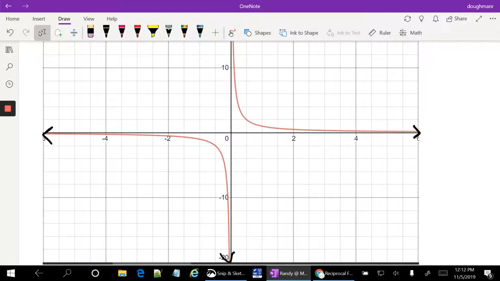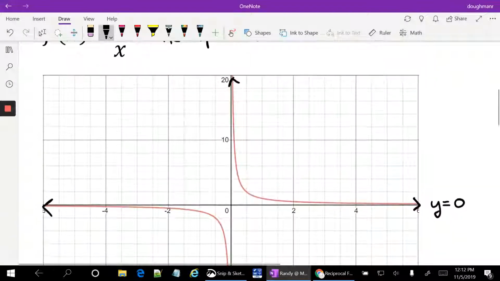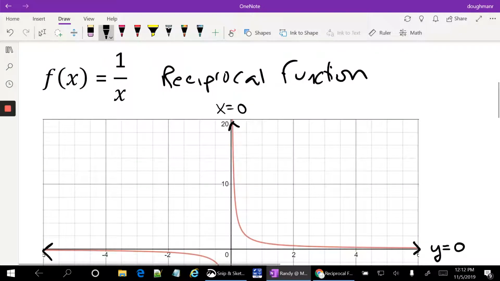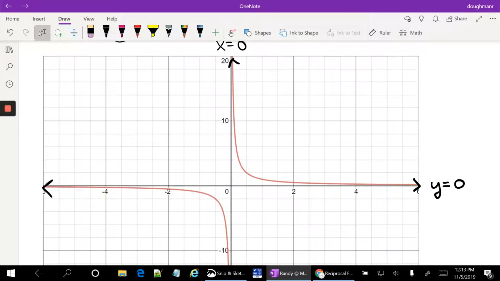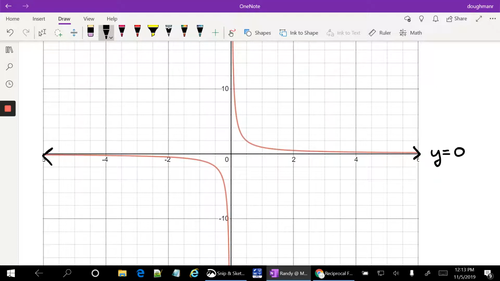So it looks to me like this graph has a horizontal asymptote of y equals 0 and a vertical asymptote of x equals 0. We could have seen that from the original function. Note that if I put a 0 in for x, I get 1 divided by 0, and that's undefined. We can't do that. We say that x equals 0 is not in our domain, and we can look at that and know that we have a vertical asymptote at x equals 0. So let's look at the horizontal asymptote first.